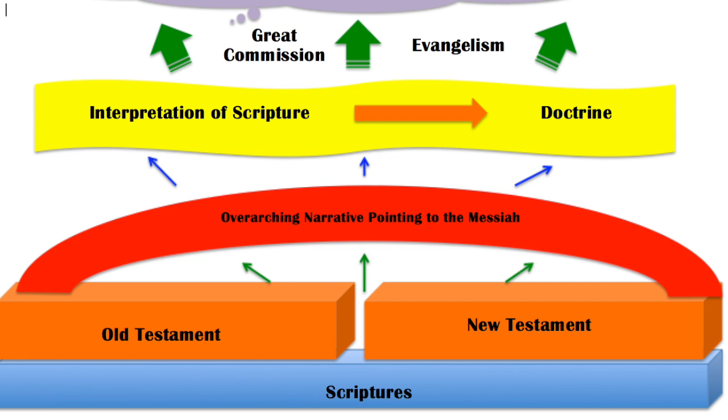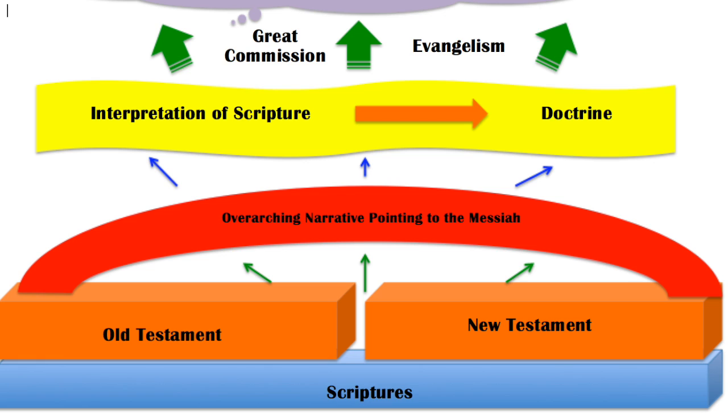Resting on the Scriptures is the Old Testament and the New Testament, the two parts of the biblical canon. The green arrows represent the self-revelation that God provides, both through general revelation and special revelation. And then the overarching narrative points to the Messiah. This was something that was really significant for me when I began to understand that the overall story of the Bible is not segmented, but every single piece of it is pointing to Jesus Christ as our Redeemer.